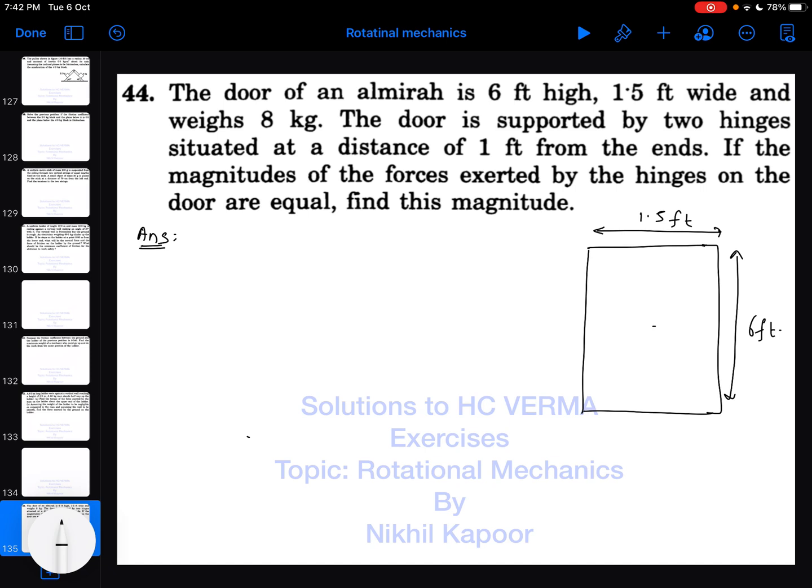8 kg door. So the weight acts at the geometrical center and the weight 8g Newton will be acting downward. The door is supported by two hinges situated 1 feet from the ends. So one hinge is at 1 feet from here. The other hinge is 1 feet from here, like this. If the magnitude of the forces exerted by the hinges on the door are equal, find this magnitude.